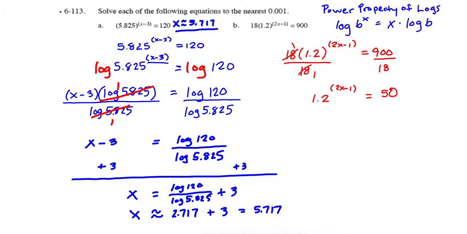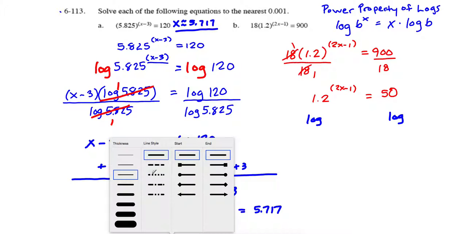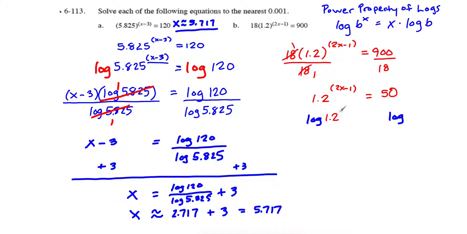And now that we have some base raised to a power here, and it equals 50, we can get our variable out of the exponent by doing what we just did. So let's go ahead and use the power property of logs. Let's take the log of each side here. I'm going to write it on both sides just so it stands out again. I apologize I keep having to do that, but I don't know how else to do it. There, I switched it so we're small and you can read it again. So we have the log of 1.2 raised to the power of 2x minus 1 equals the log of 50.